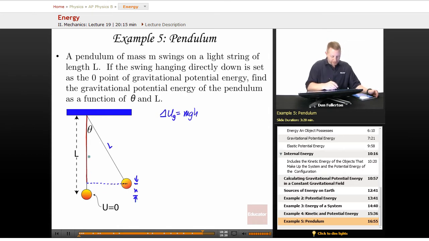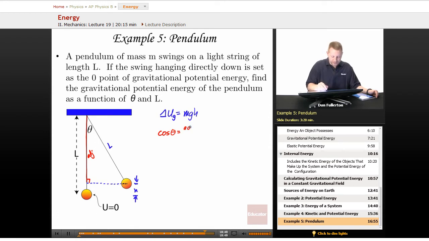So h is the difference between L and this red line. If we could find the length of that red line, which is the adjacent side of this right triangle, we'd be golden. So let's see if we can do that. Theta's there. We know the cosine. We want to know the adjacent side. We know the hypotenuse. Cosine of theta, so CAH.